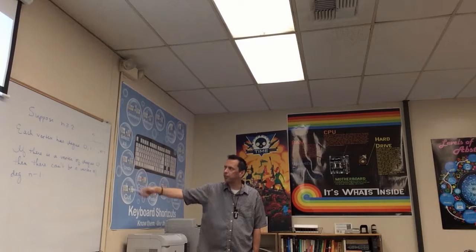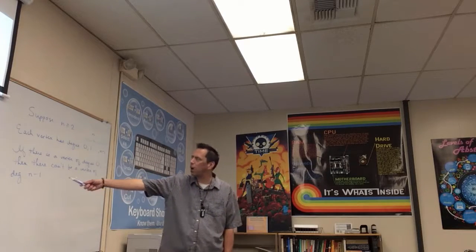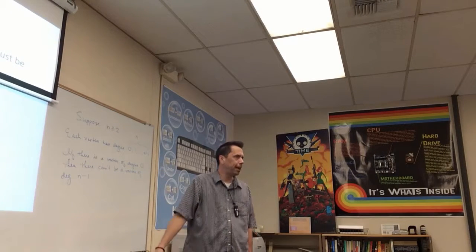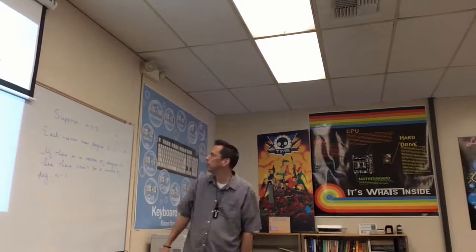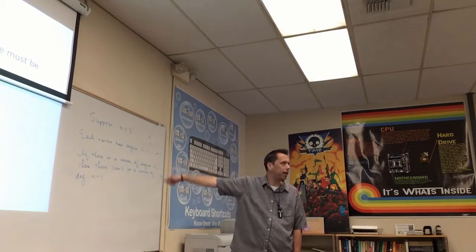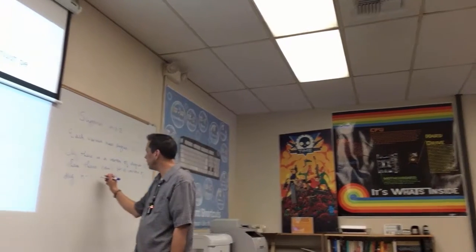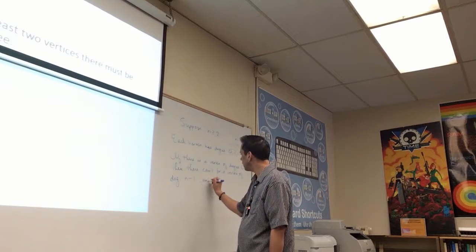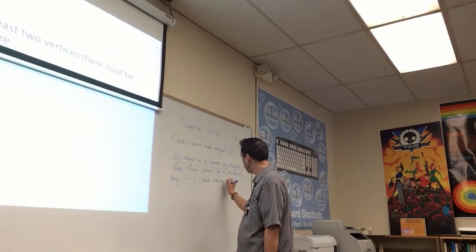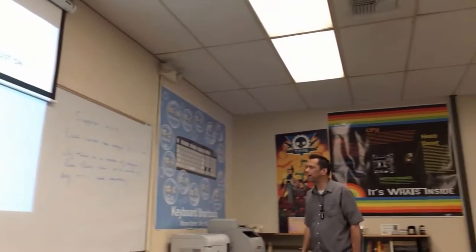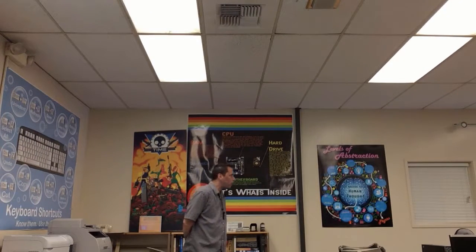If there's a vertex of degree 0, then you can't have a vertex of degree n minus 1, because n minus 1 means that vertex is connected to every other vertex, and it can't be connected to every other vertex because there's one vertex that's not connected to anybody. And conversely, if there is a vertex of degree n minus 1, that means that vertex is connected to everybody. There can't be any vertices of degree 0.